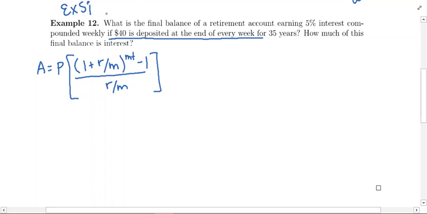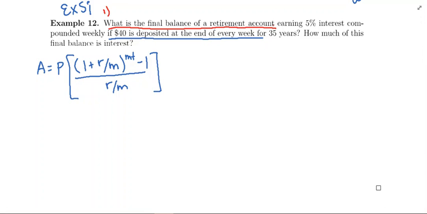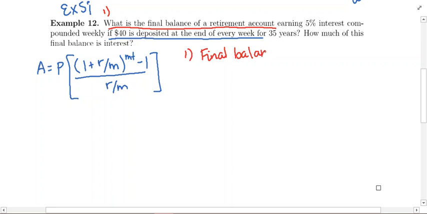Let's start with the first part. The first part of the question says, what is the final balance of the retirement account? Basically, if this were your retirement account and you were the one putting in the 40 bucks at the end of every week for 35 years, your money's growing through those regular deposits and through the compounding of the interest. You want to know the final balance of your retirement account at the end of the 35-year period. So I will put that right here: final balance of the account.